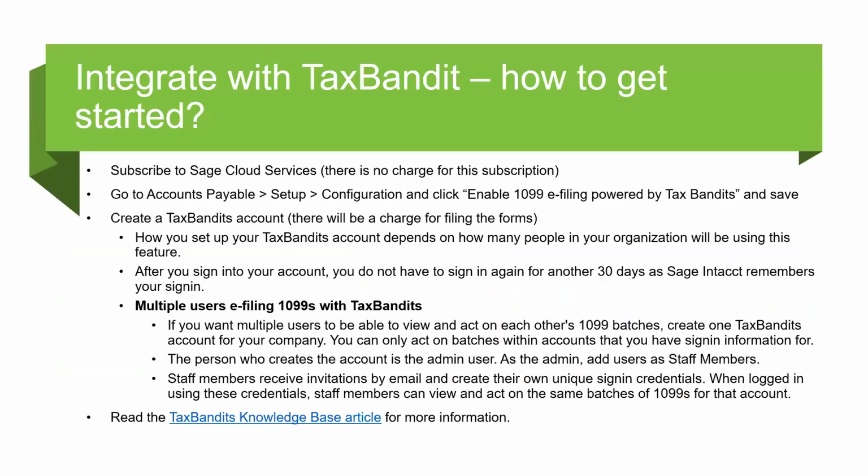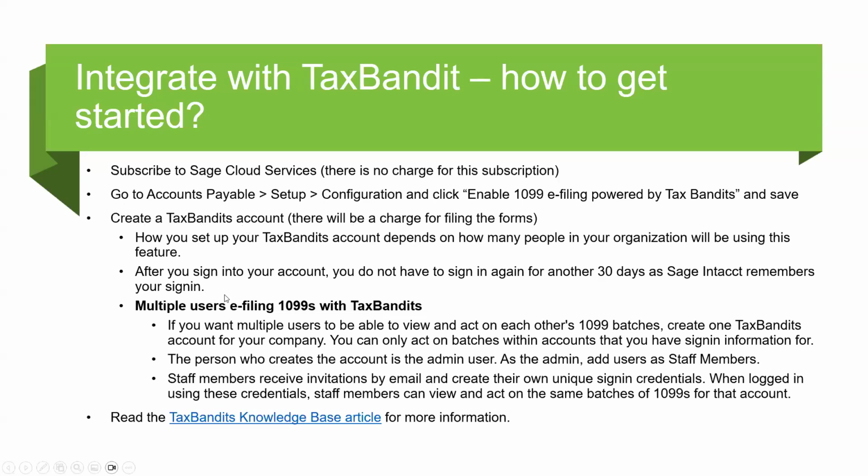So here's a step-by-step on how to get started. You have to subscribe to Sage Cloud Services, which is the same cloud services, like for those of you that have automatic bank feeds or some of the others, you may already have it. There's no extra charge for that. Then go to accounts payable setup configuration and click enable 1099 e-filing powered by Tax Bandits, which I showed you towards the beginning of this webinar. You will have to create a Tax Bandits account and they will charge for filing the forms. Don't ask me how much the charge is. I don't know. I knew it 2 years ago, but I'm sure it's changed.